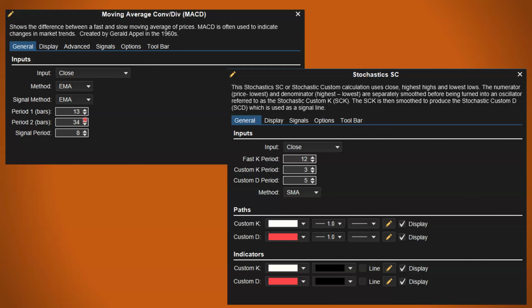So on the next page, I put the settings on my MACD. I also changed that to some Fibonacci numbers instead of the standard settings. So period 1, 13, period 2, 34, and then a signal period of 8. On the stochastics, those I use 12, 3, and 5 for those settings.